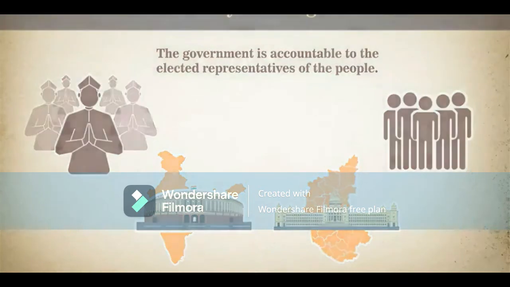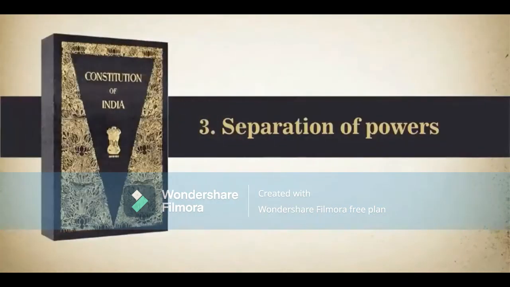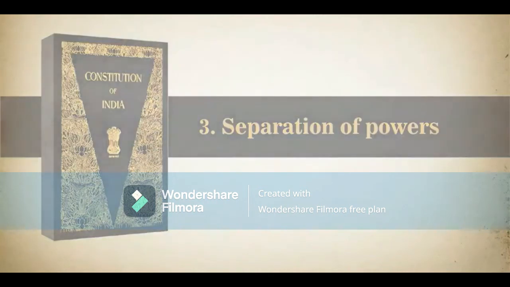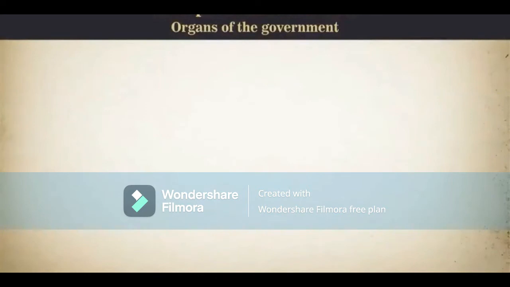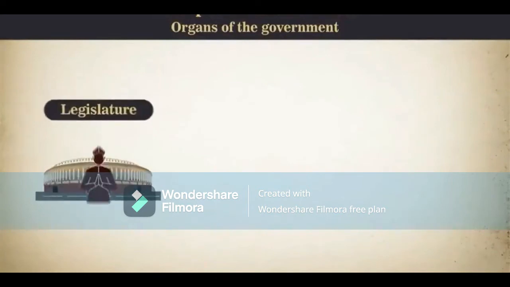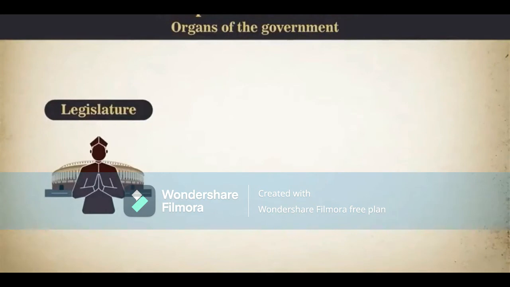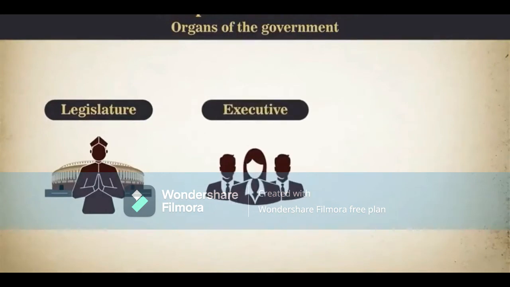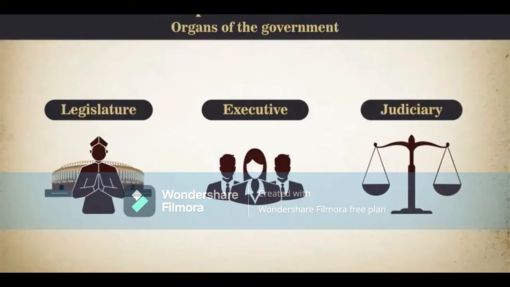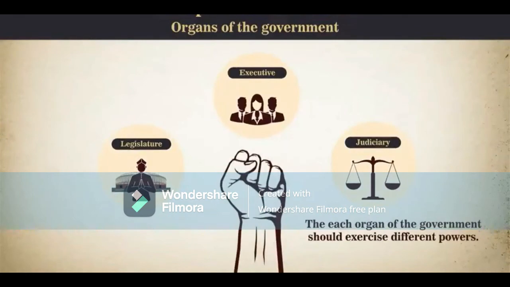The third key feature of the Indian Constitution is the separation of powers. Let's understand what this means. According to the Constitution, there are 3 organs of the government. The legislature, which refers to our elected representatives, the executive, a smaller group of people responsible for running the government, and the judiciary, or the system of courts. To prevent the misuse of power, the Constitution says that each organ of the government should exercise different powers.